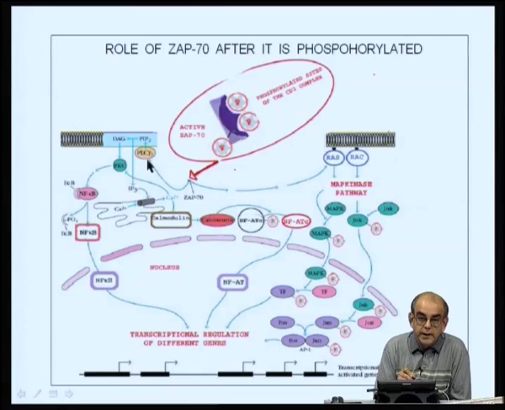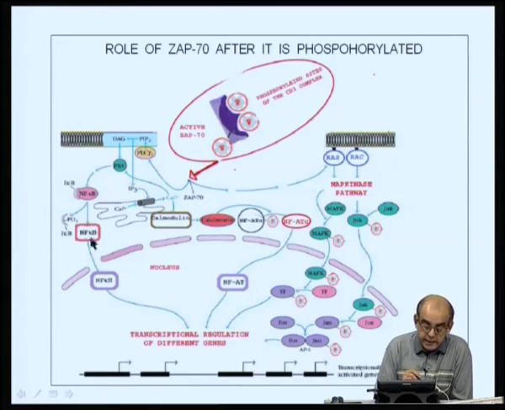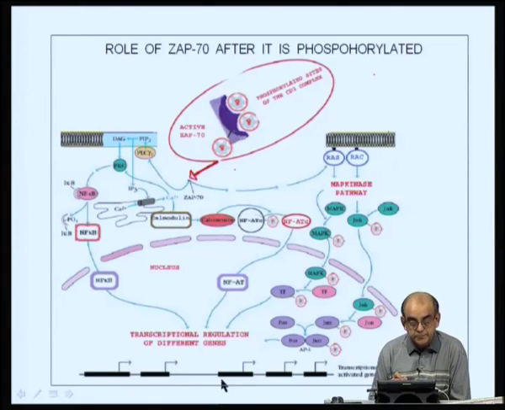It goes and phosphorylates other downstream molecules like phospholipase C gamma, which results in the degradation of PIP2 to diacyl glycerol, and diacyl glycerol in turn activates PKC, which then phosphorylates an important transcriptional factor which is found in the cytoplasm in an inhibitory form bound to inhibitory I kappa B. This phosphorylation of I kappa B releases the NF kappa B, which has nuclear localization signals, to go into the nucleus and bind to its cognate genes.